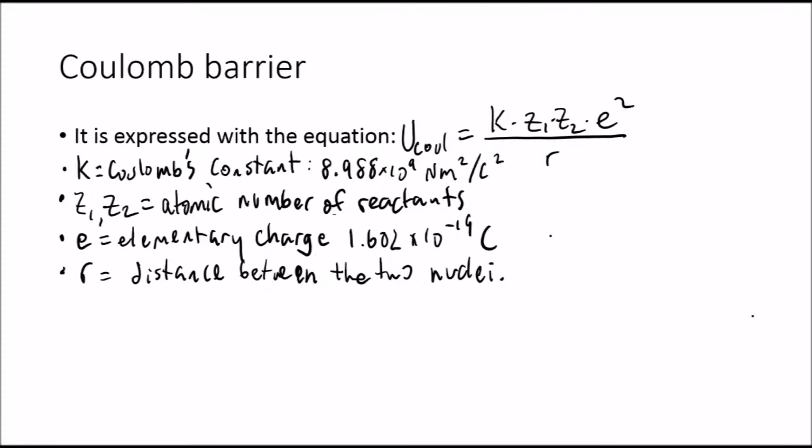The Coulomb barrier represents the energy required for a nuclear fusion reaction to occur. It is expressed by the equation energy equals K times Z1 times Z2 times E squared over R, where K is Coulomb's constant, or 8.99 times 10 to the 9th. Z1 and Z2 are the atomic numbers of the reactants, and E is the elementary charge. R is the radius between the two reactants. That is approximately the distance for the strong nuclear force to take over.